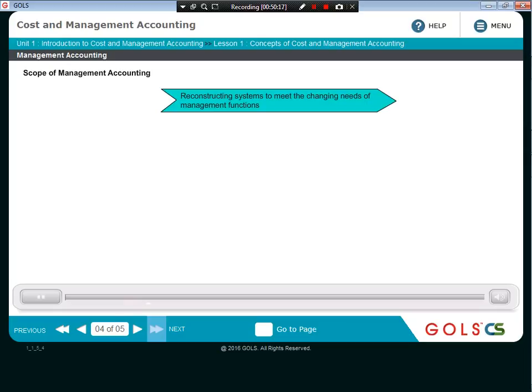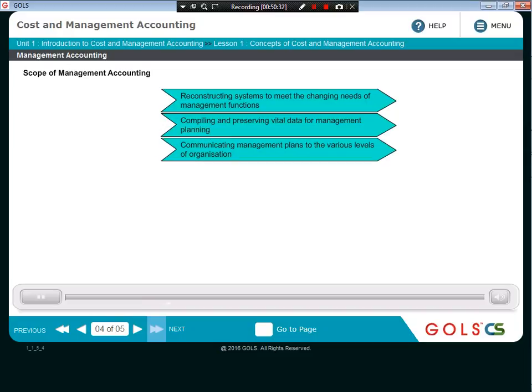Therefore, the second scope is the compilation and preservation of vital data for management planning, which is the main data that has to be properly compiled and preserved for future purposes. That is why we have seen that management accounting is futuristic. Third one, providing the means for communicating management plans to the various levels of the organization. It is necessary that a plan has to be implemented.